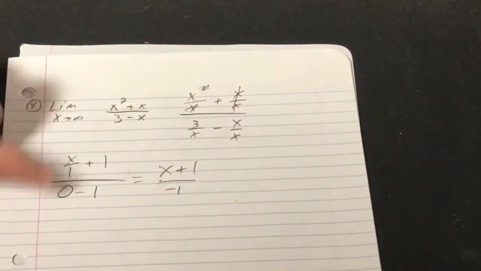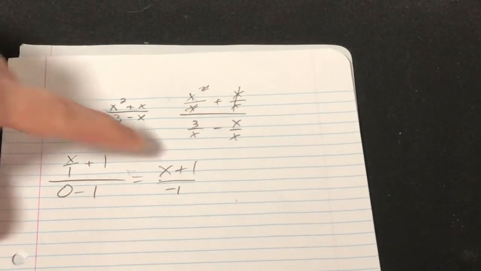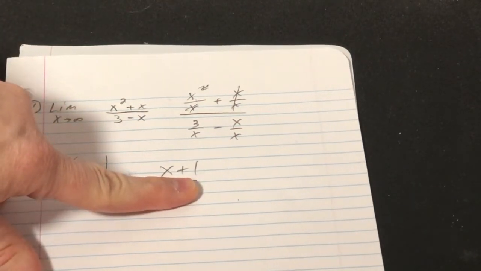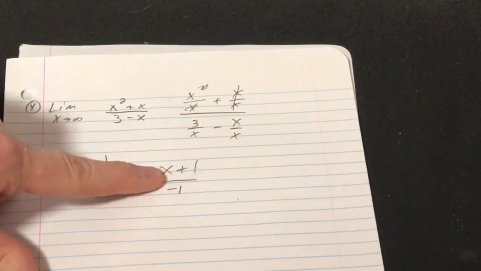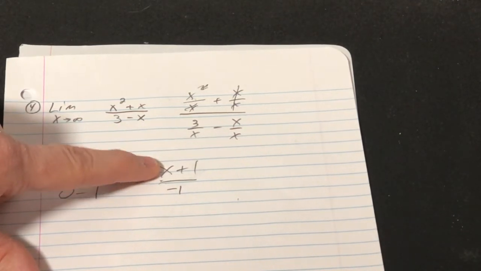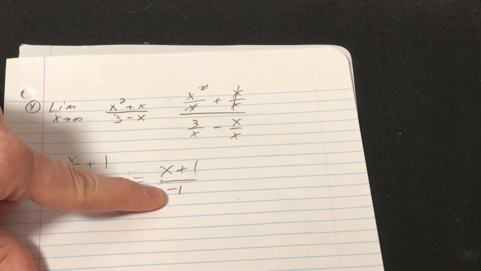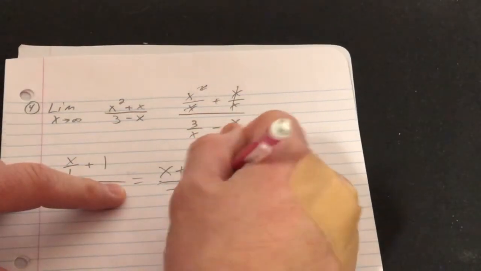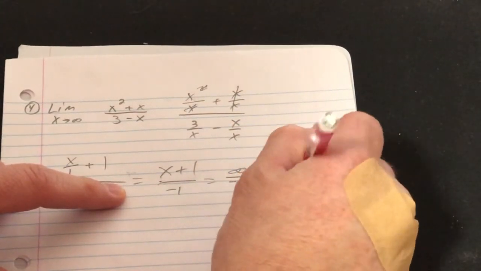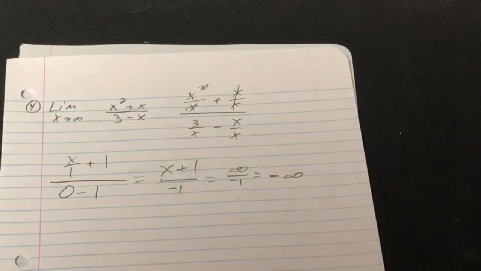Okay? So what does that mean? Well, again, x is going to infinity. That's a polynomial in the numerator, x plus 1 right there. So what I just said in the previous example, if it's a polynomial, it goes to infinity. So that's going to go to infinity. But you're dividing by negative 1. Therefore, this one will be infinity divided by negative 1, which is negative infinity. So you can get negative infinity as an answer, okay?